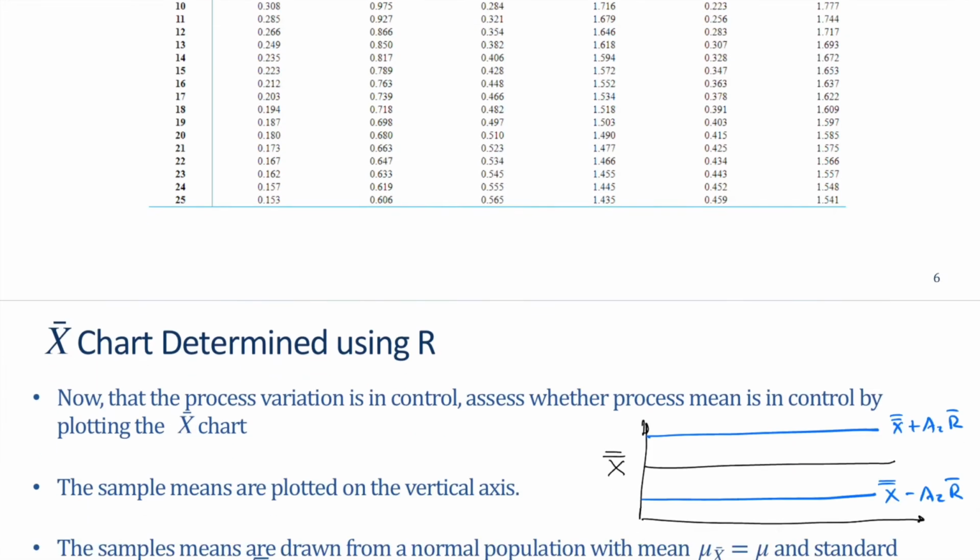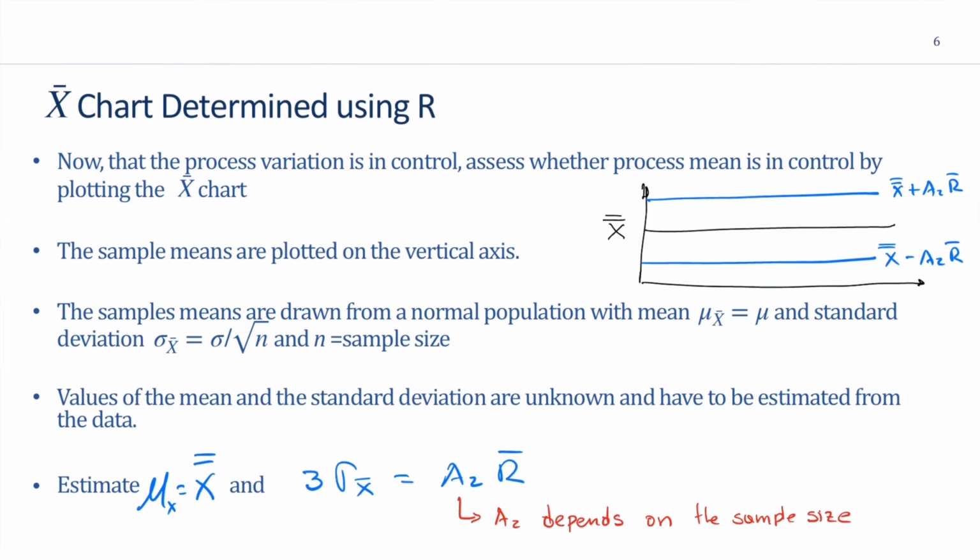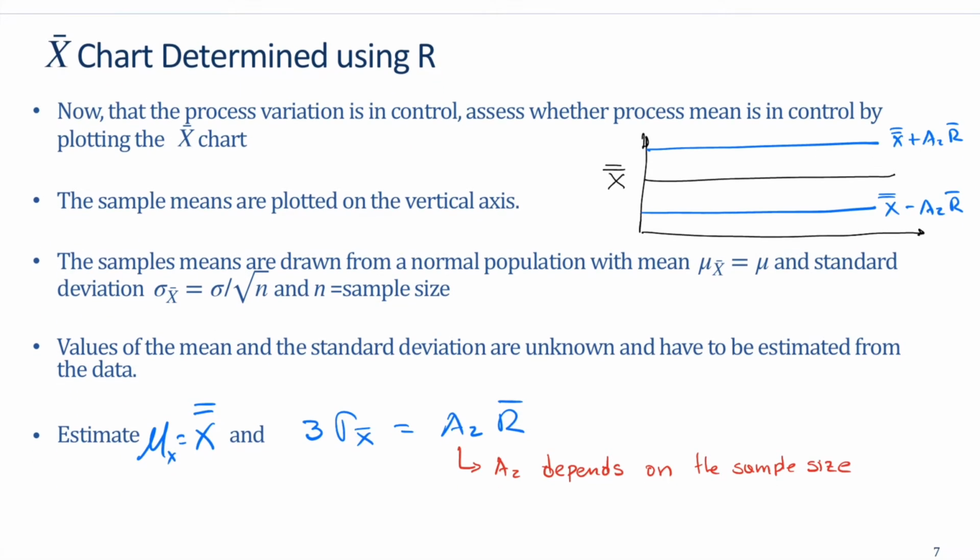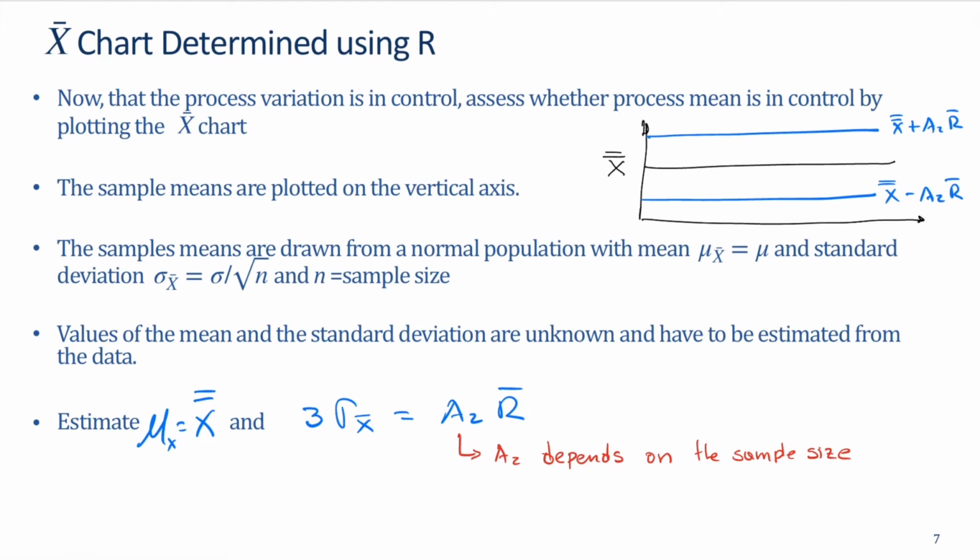Okay, let's have an example of how to determine the X chart. In this case, we are going to determine the X chart using R. So first of all, we have to guarantee that the variation is in control. And now we need to assess that the process mean is in control by plotting the X chart.